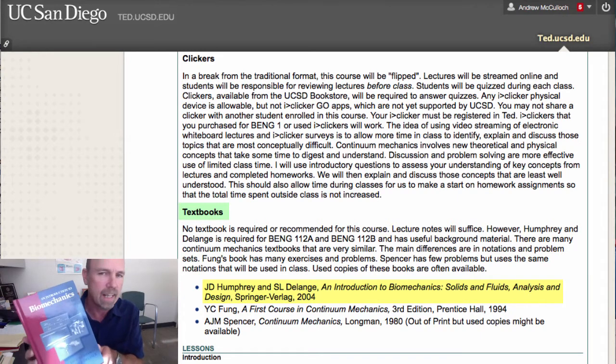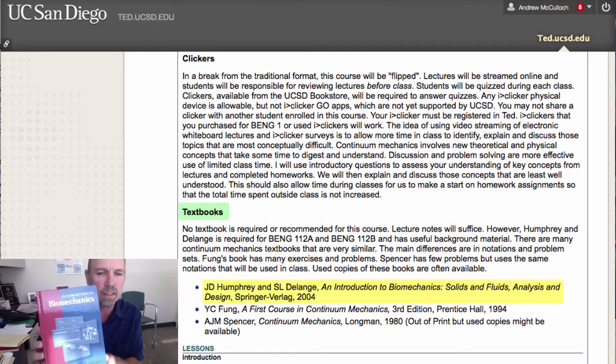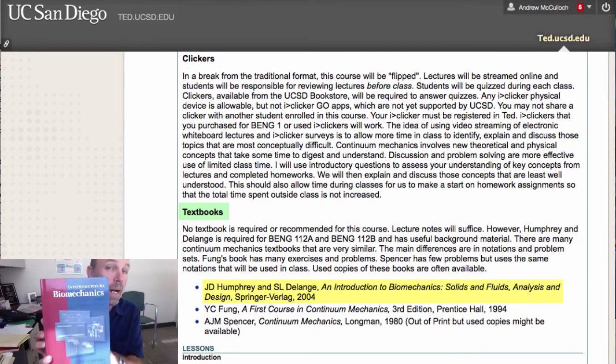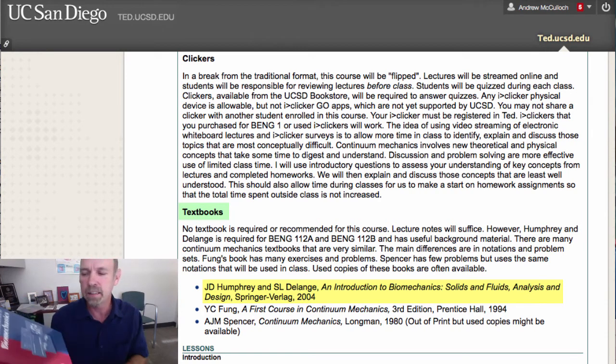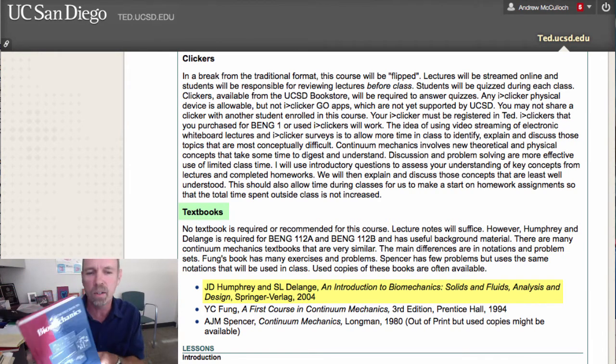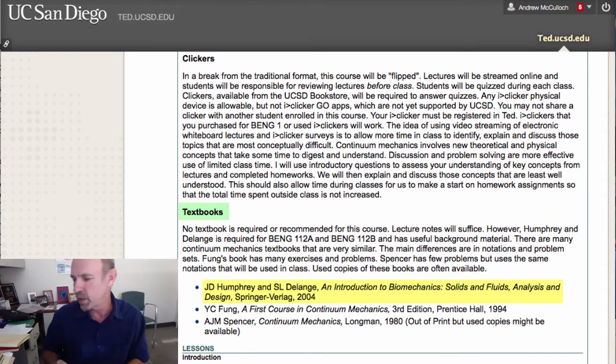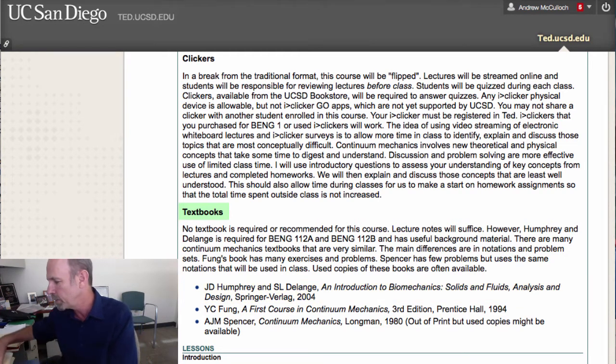So provided the instructors of those courses stick to the plan, you'll be buying this book anyway, and so if you can find it now, it does have some introductory review material on continuum mechanics.